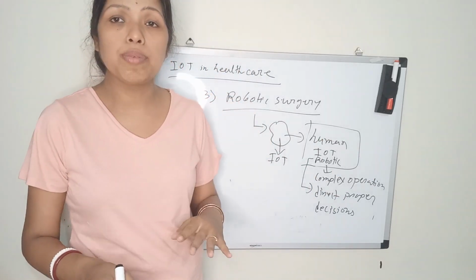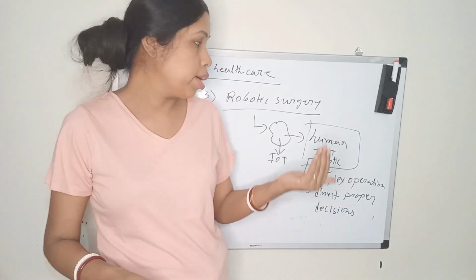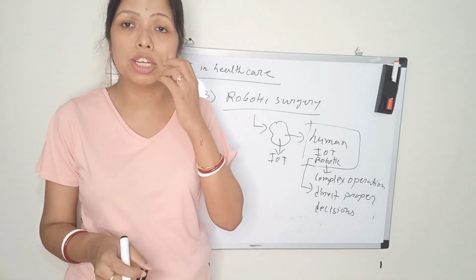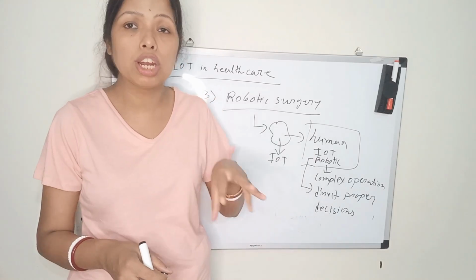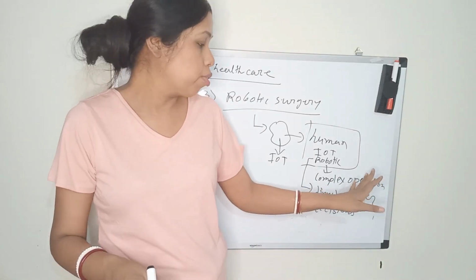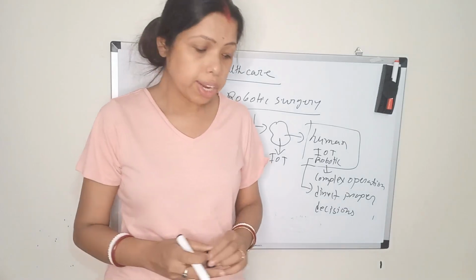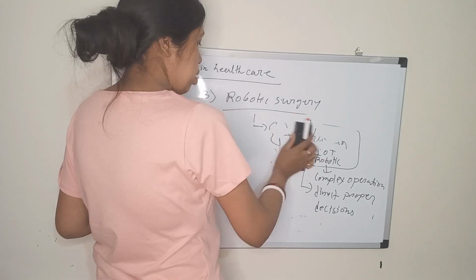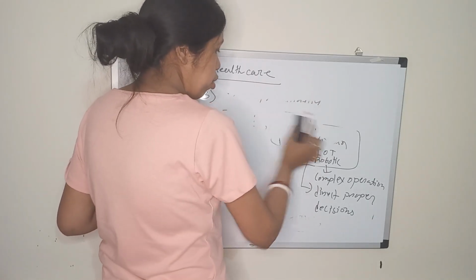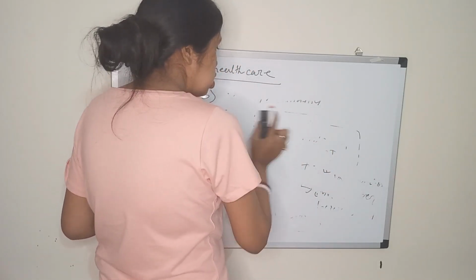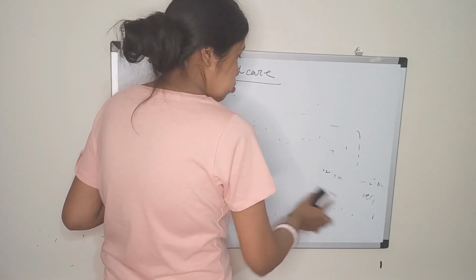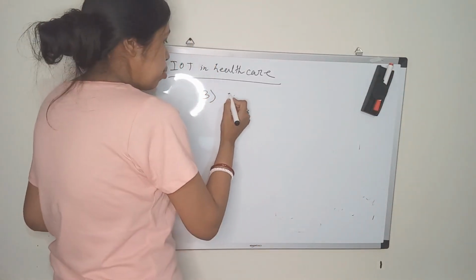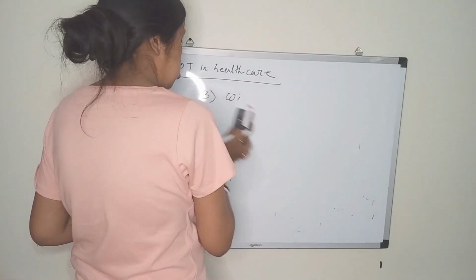So it is an intermixing of the human and the robotic. Both are performing the operation, but if any complex operation is there, it is totally performed by the robotic, and it will also give the proper direction. In this way, robotic surgery can provide help for humans as an IoT application. Okay, next we come to the wireless sensor.